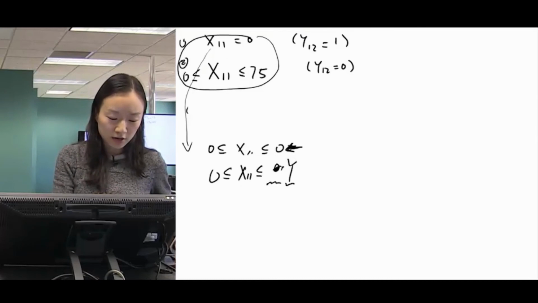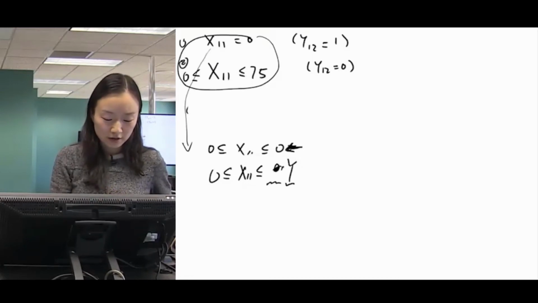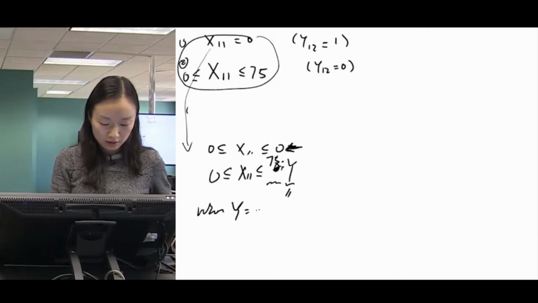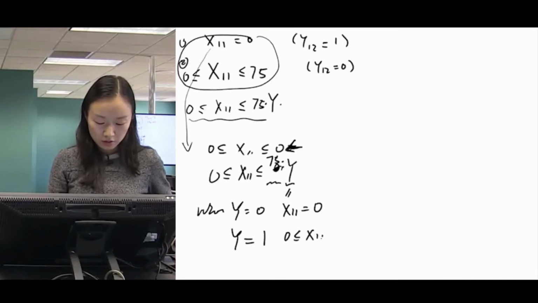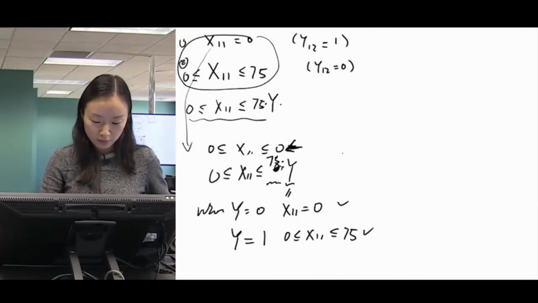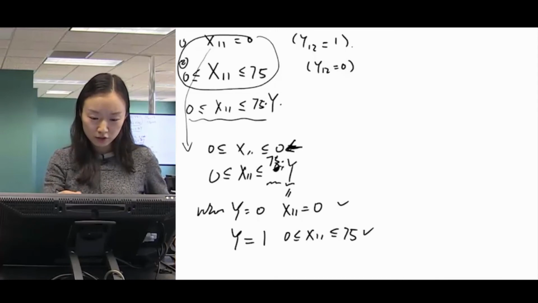And then we look at the other situation we want to achieve, which is that x11 should be less than or equal to 75. So this 75 becomes naturally here. So put it here. So when y is 0, you do get x11 equal to 0. And when this y equals 1, you do get what you want here. Okay, great. So we got both of them. Then can we use the same y to link x12?